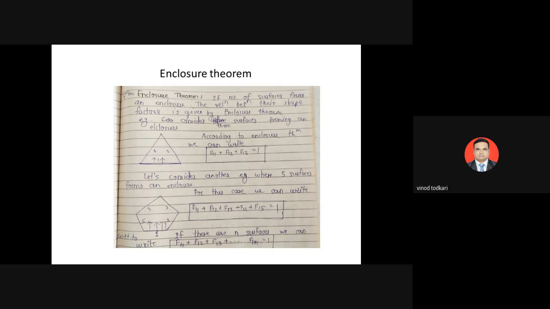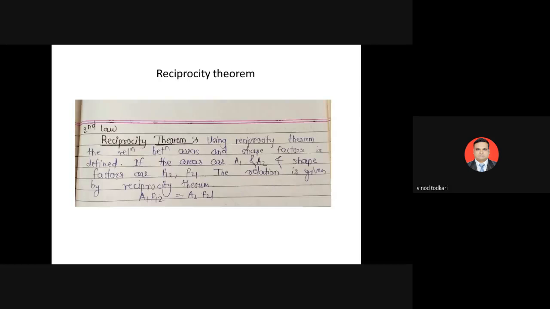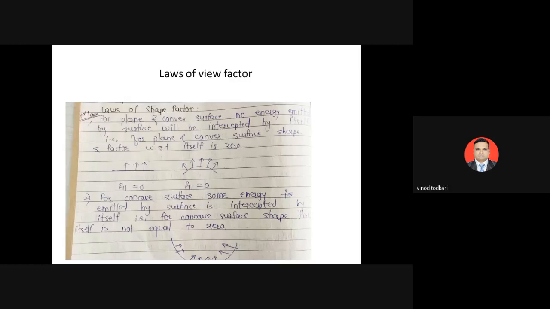Tell me honestly, is it clear to you? Now, the last theorem. These 4 simple theorems are there. What is the first theorem? For flat and convex surfaces, shape factor with respect to itself is 0. For concave, it is not equal to 0. This is the first law.